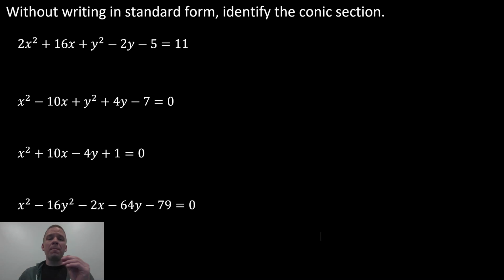Mr. Allen here, and we're about to identify conic sections from these awful forms. We're not in standard form. I'm not even going to write it in standard form, but there are some key pieces we can look at to make it a lot easier on you. All right, good test question here. 4 options, identify each one, right?